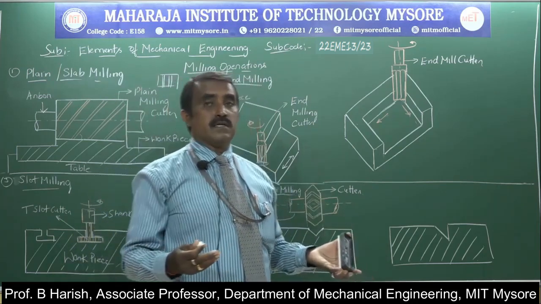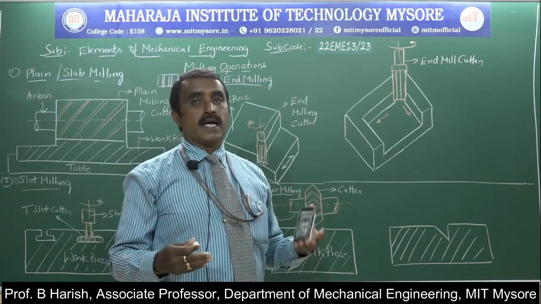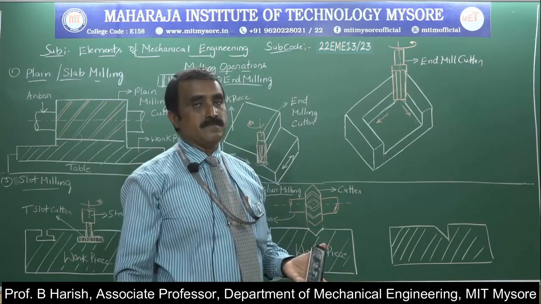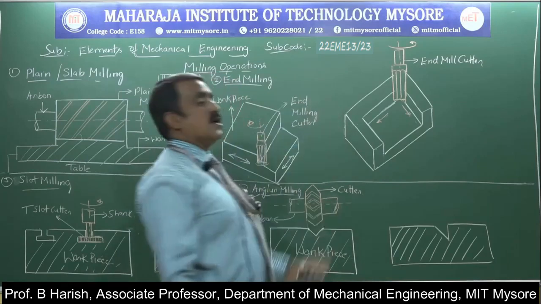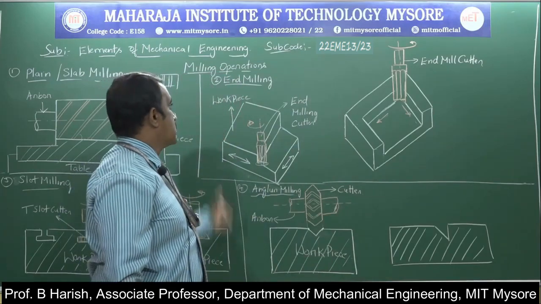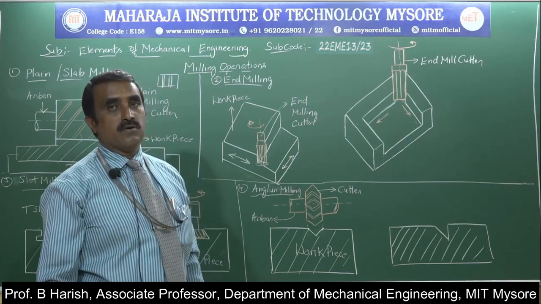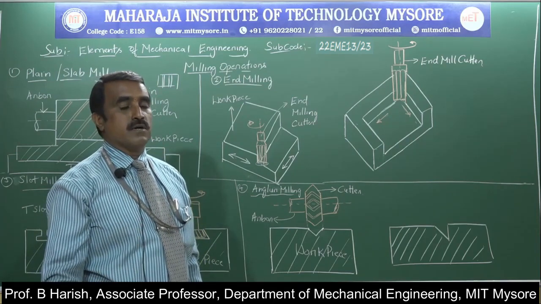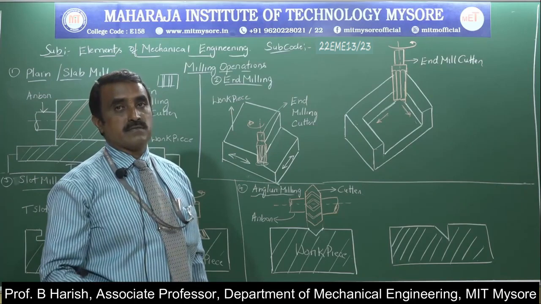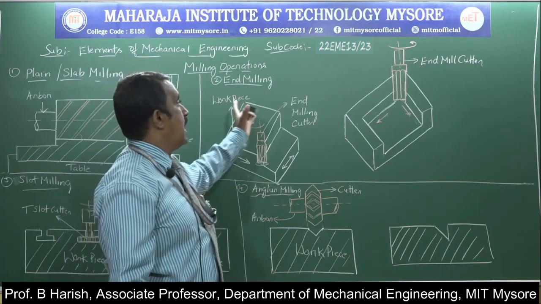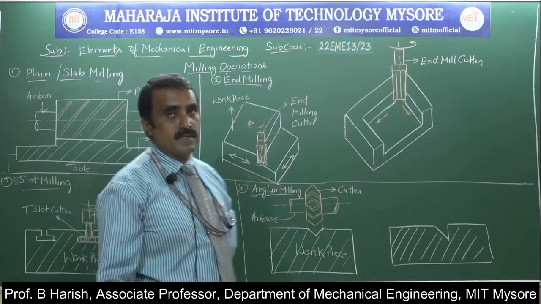So the removal of material can be carried out faster when compared to a plain milling operation. This is the second operation that is performed on a milling machine, called end milling. It is an operation carried out to produce end surfaces. So that is called the end milling operation.